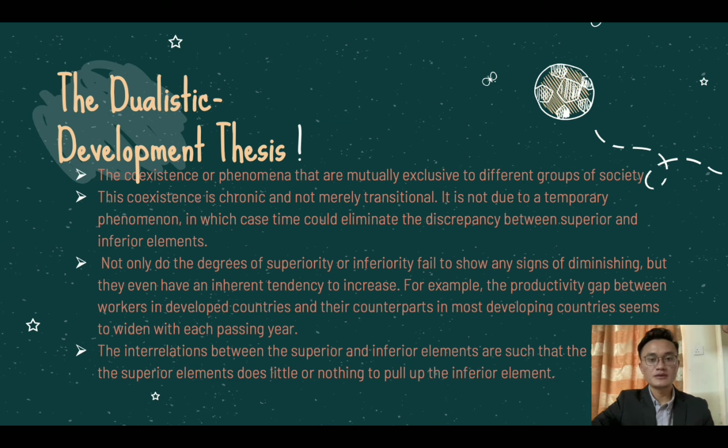For example, the productivity gap between workers in developed countries and their counterparts in most developing countries seems to widen with each passing year. And the interrelation between the superior and inferior elements is such that the superior element does little or nothing to pull up the inferior element. So this is the inequality, and it also shows that there are two different situations and a gap between workers in developed countries and undeveloped countries.